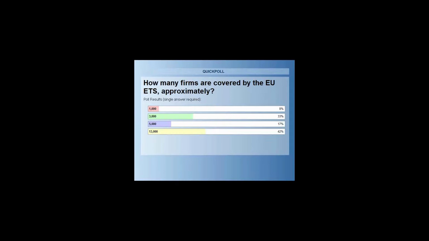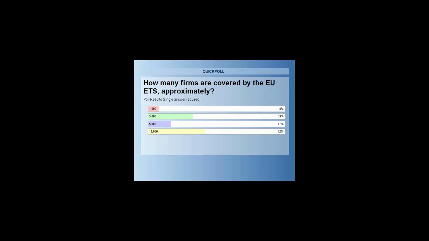Then we have two other options, 3,000 and 5,000, with a more or less roughly even distribution between those, with a stronger preference for 3,000. In fact, these are the two, in quotation marks, correct answers. Depending on your idea of what a firm is, you're going to get either a bit more than 3,000, or about 5,000 companies. So our idea of what a firm is, and I will explain more what that means, leads to a number of about 3,000 firms that are regulated under the EU ETS.